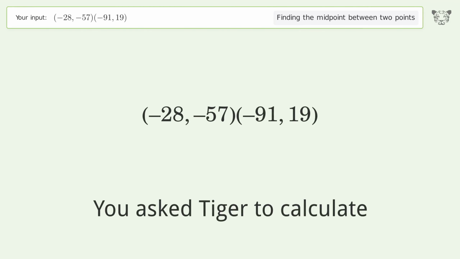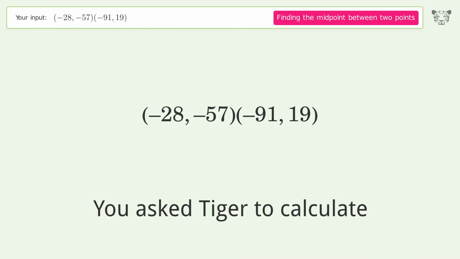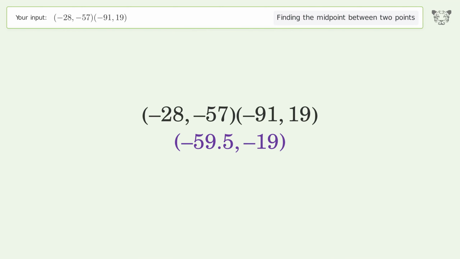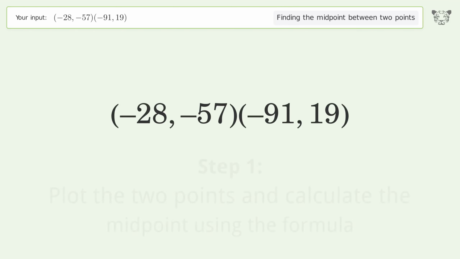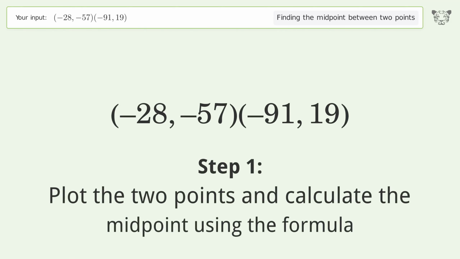You ask Tiger to calculate. This deals with finding the midpoint between 2 points. The midpoint between the 2 points is negative 59.5, negative 19. Let's solve it step by step. Plot the 2 points and calculate the midpoint using the formula.